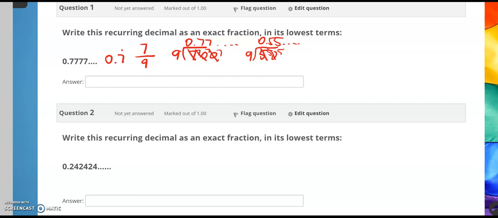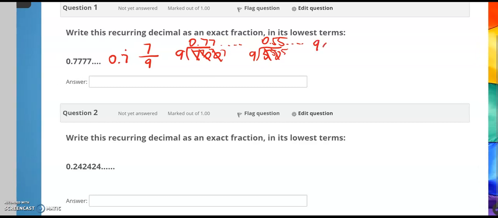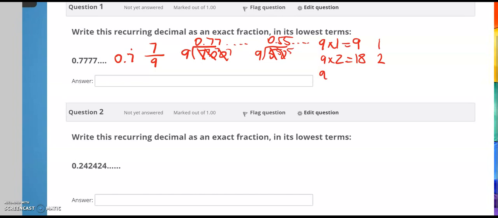So why is this the case? So if you look at 9 times 1, that gives us 9. So it would be 1 remaining to get to 10. If you do 9 times 2, it would be 18. So it's 2 remaining to get to 20. 9 times 3, it'd be 27. So 3 remaining. 9 times 4 is 36. So 4 remaining to get to 40.